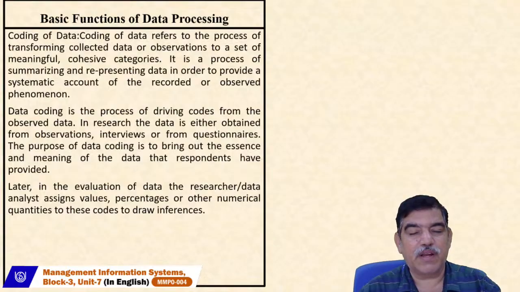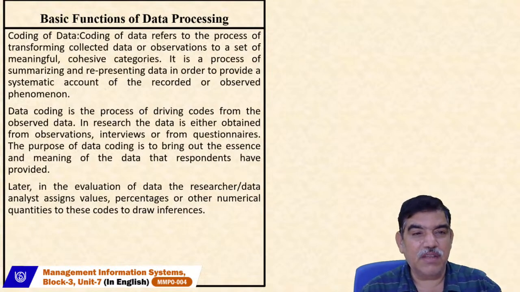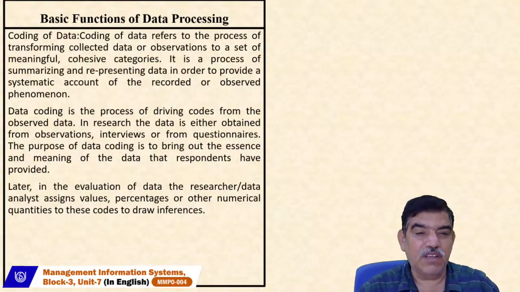Already we know that coding is an important part of the data processing functions. Coding of data refers to the process of transforming collected data or observations to a set of meaningful, cohesive categories. It is also the process of summarizing and representing data in order to provide a systematic account of the recorded or observed phenomenon. Data coding is the process of deriving codes from the observed data. In research, data is obtained from observations, interviews, or questionnaires. The purpose of data coding is to bring out the essence and meaning of the data that respondents have provided.